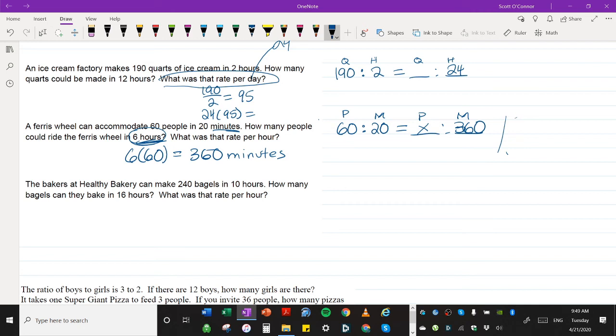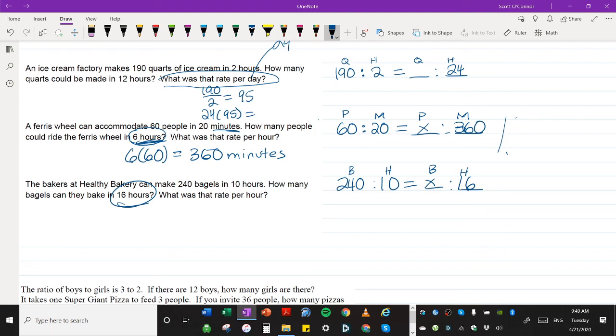The bakers at Healthy Bakery can make 240 bagels in 10 hours. How many bagels can they make in 16 hours? What was the rate per hour? Again, set it up. 240, 10. What's the 240 represent? Bagels. What's the 10 represent? H, hours. Blank colon blank, B, H. Which value do I know? They told us 16 hours. I know H, and I can solve for B.